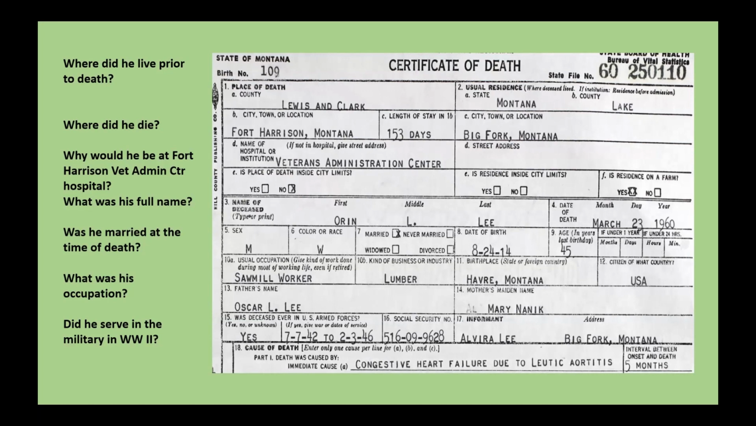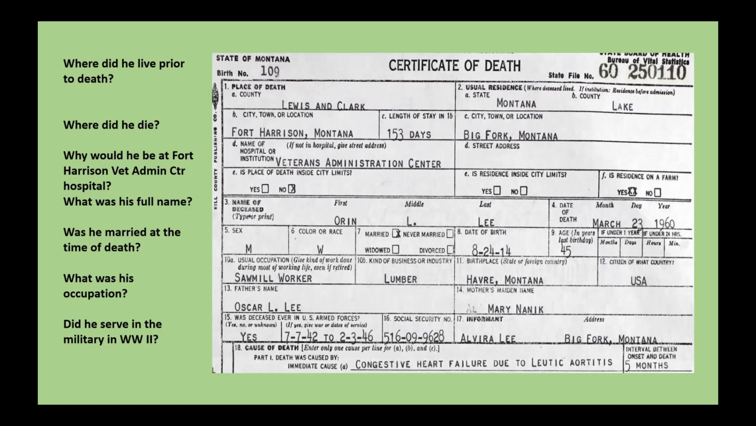So here's my questions. Where did he live prior to death? Well, he was living over in Big Fork, actually. Why would he be at Fort Harrison? And what was his full name? Was he married? Well, it doesn't say. I'll tell you yes. What was his occupation? Did he serve in the military in World War II? Wow. Yes, I found a neat thing about him that he served in the military.